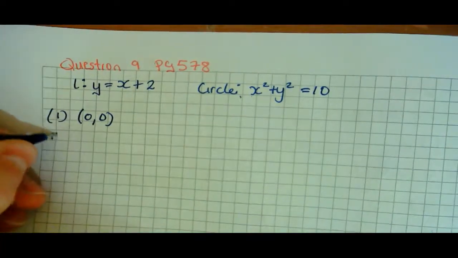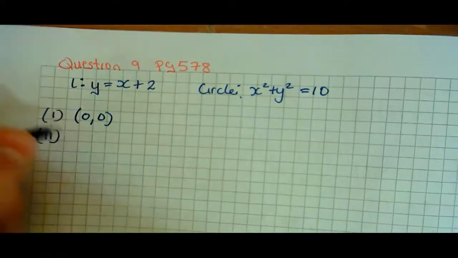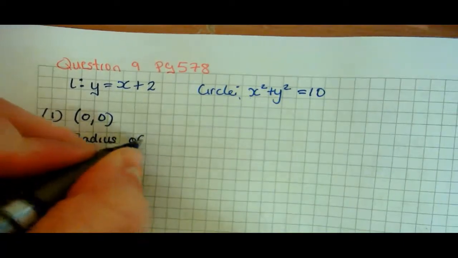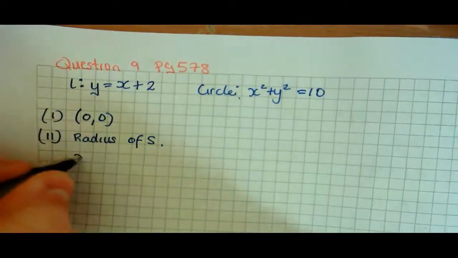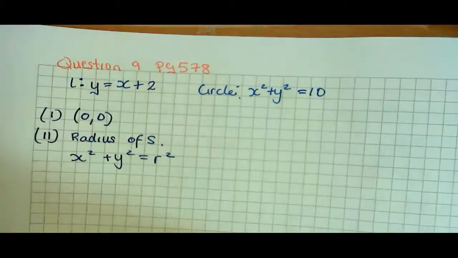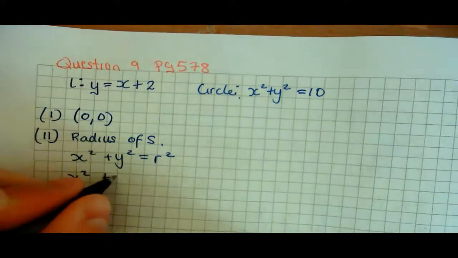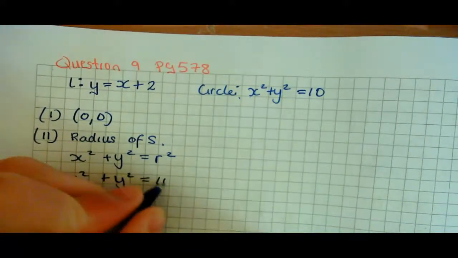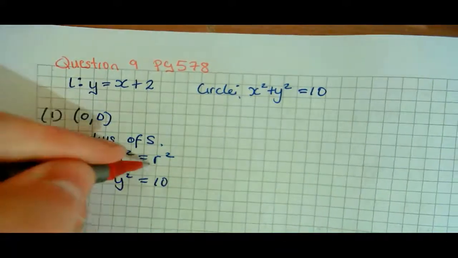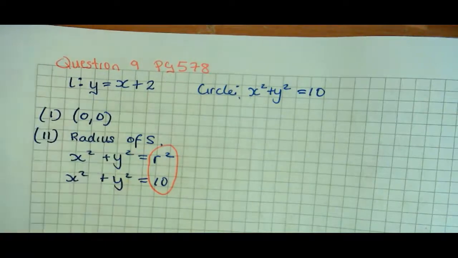Okay, so the second part of that question asks us to find the radius of S, which is our circle. So if I write x squared plus y squared is equal to r squared, I know that's true for the centre of a circle. So x squared plus y squared is equal to 10 is what we have. So I know that my r squared is equal to 10 by matching up. My x's match up, my y's match up, my equals match up.